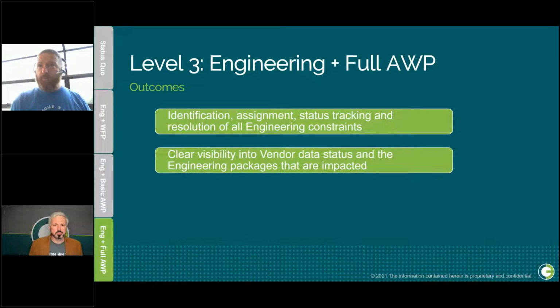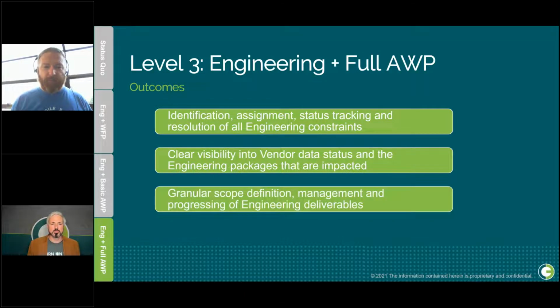One of those and most important constraints on engineering is that clear visibility into the vendor data status and the engineering packages that are impacted by it. If this is going to be late, what do I need to do about it? And also, which packages downstream is it going to impact? We can start to look at granular scope definition. We can manage those at the engineering work on a more granular level. And again, we can understand the interface between that granular packaging and how that's going to impact the field scope. So we can understand how that's being progressed.